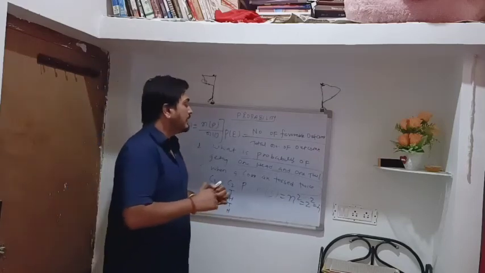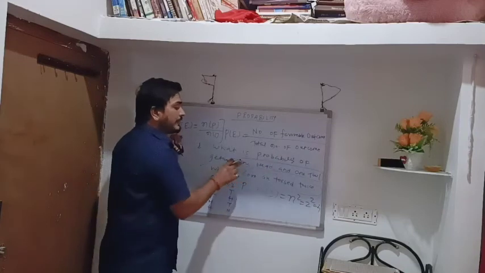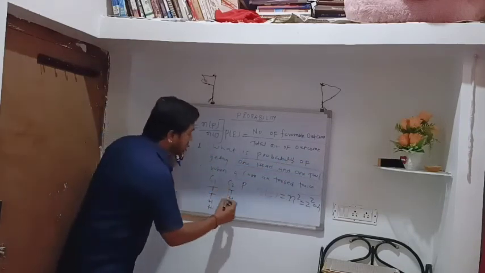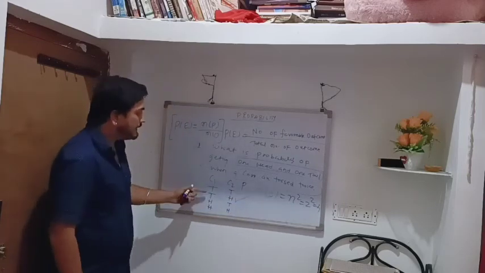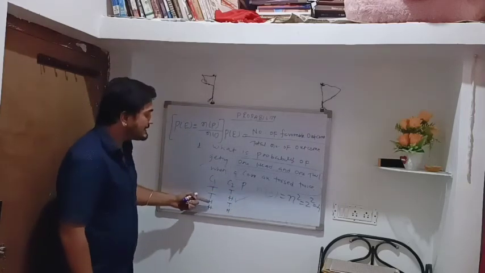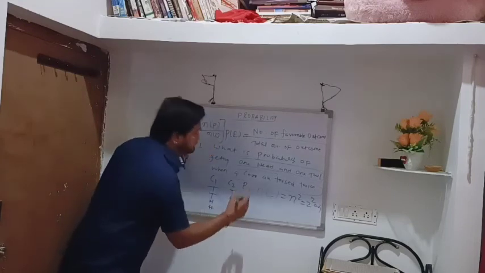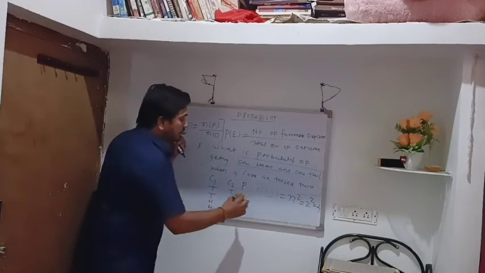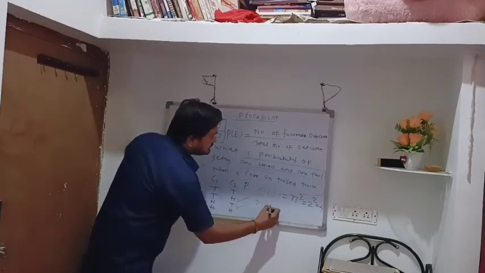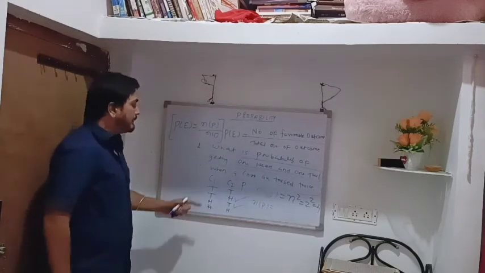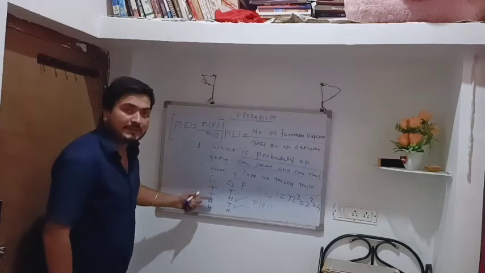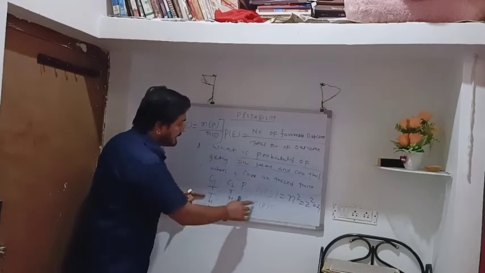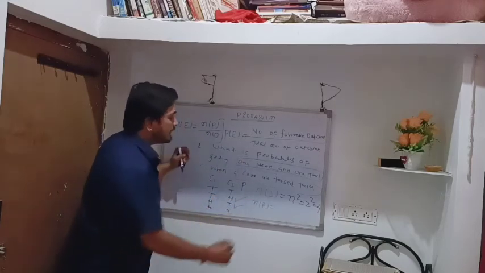What is our question? The probability of getting one head and one tail. Which cases satisfy this? One head and one tail in the second case, and one head and one tail in the third case. So now we calculate the value of NP. NP is equal to 2, for the cases of one tail and one head.